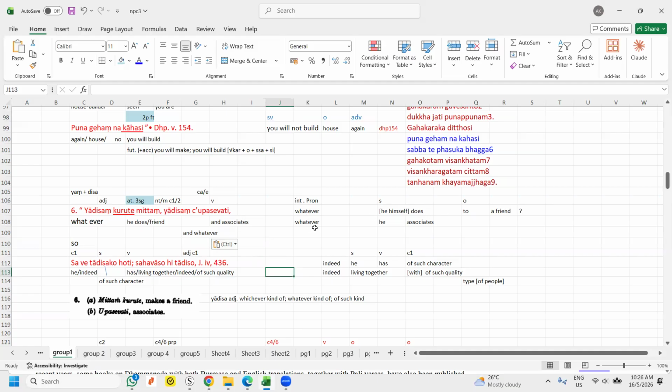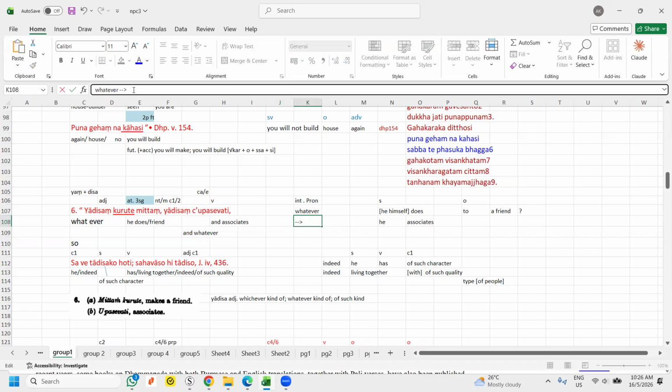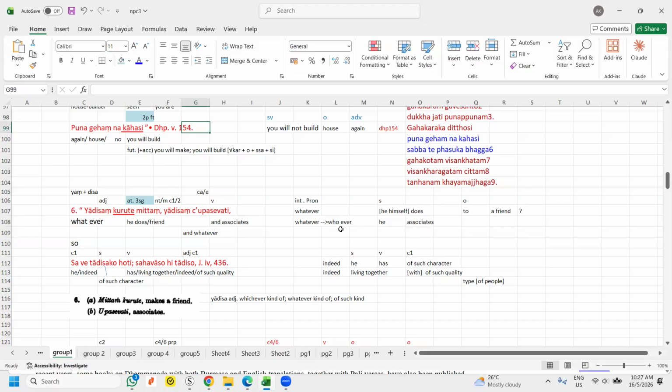Then the second line here is whatever he associates. Technically, whatever should be whoever: whoever he associates. So in this second line, we cannot put whatever. We should technically change it to whoever. Join it together: whoever he associates. That means this is your translation: whoever he associates, not whatever he associates. Because for a person you use who. What is something that you perform, so you should use what. That's how you use it. So in your translation, you have to follow English carefully, you cannot blindly do it.